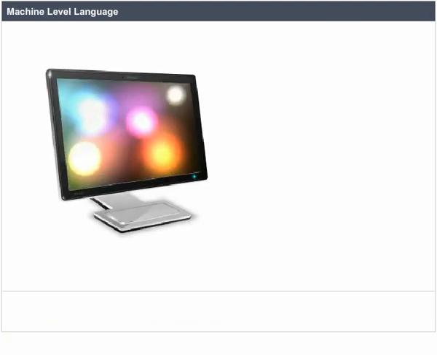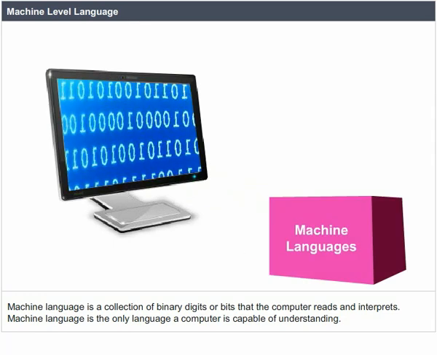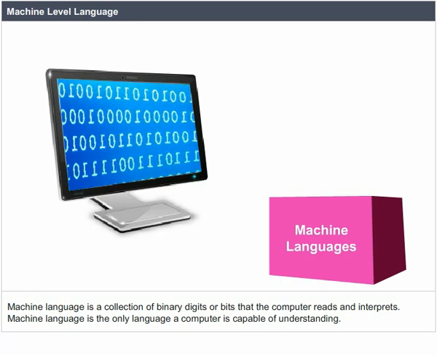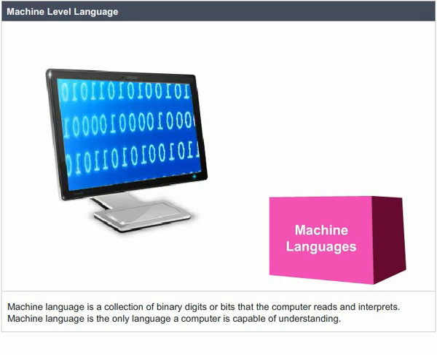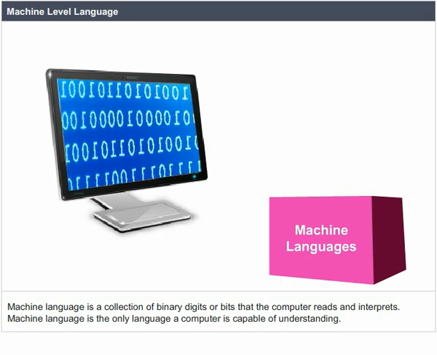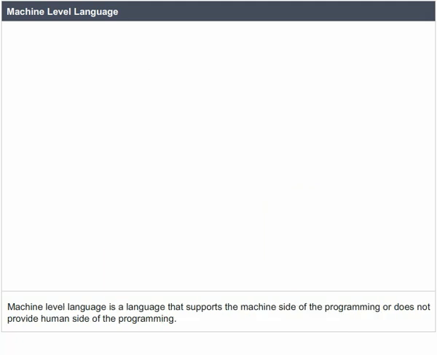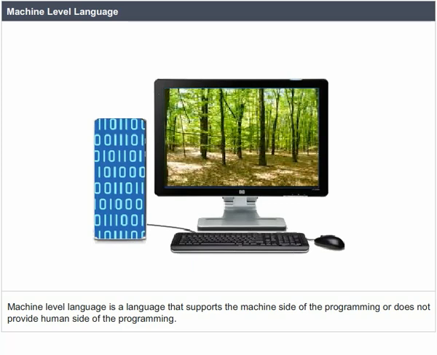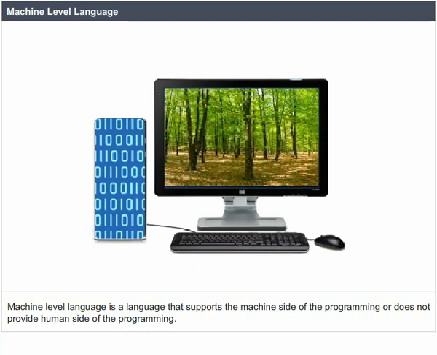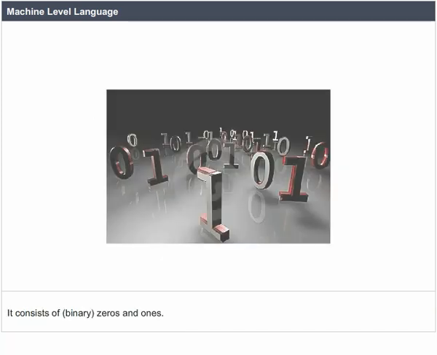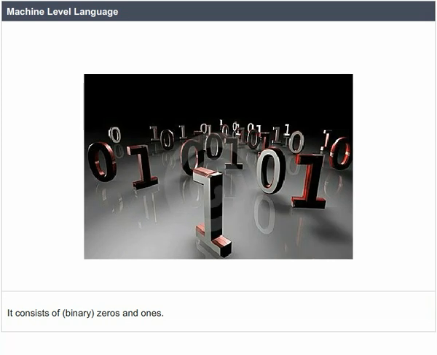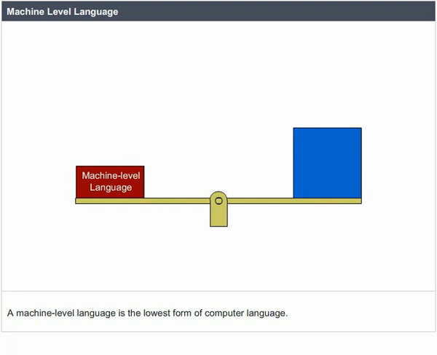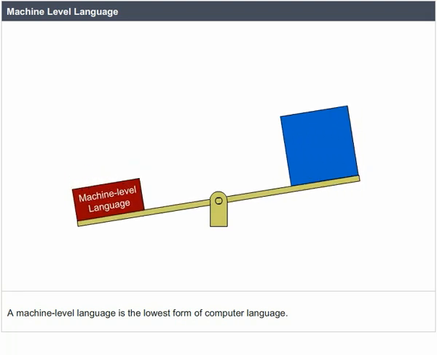Machine-level language. Machine language is a collection of binary digits or bits that the computer reads and interprets. Machine language is the only language a computer is capable of understanding. Machine-level language is a language that supports the machine side of the programming or does not provide human side of the programming. It consists of binary zeros and ones. A machine-level language is the lowest form of computer language.